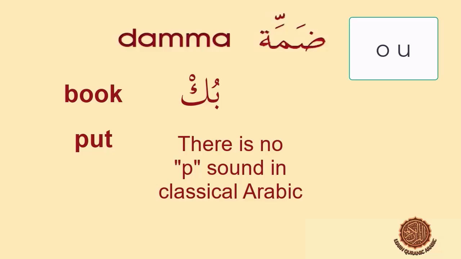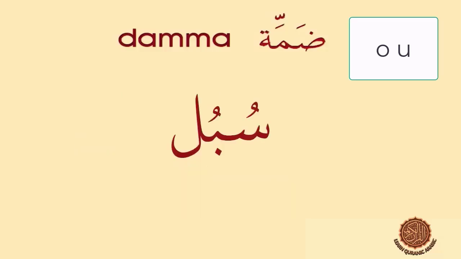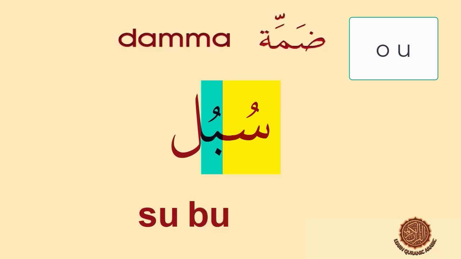Okay, now we come to another word. Let's try to pronounce this word. So we have this sin, the ba, and the lam, and there's two dhammas there, one on the sin and one on the ba. So let's first of all look at the sin with the u sound, it's su. Then the ba with the dhamma, it's bu. And then you have the lam, and we assume that the lam has a sukoon. It would be pronounced as subul. This is a plural of a word that means a path. So subul means paths.